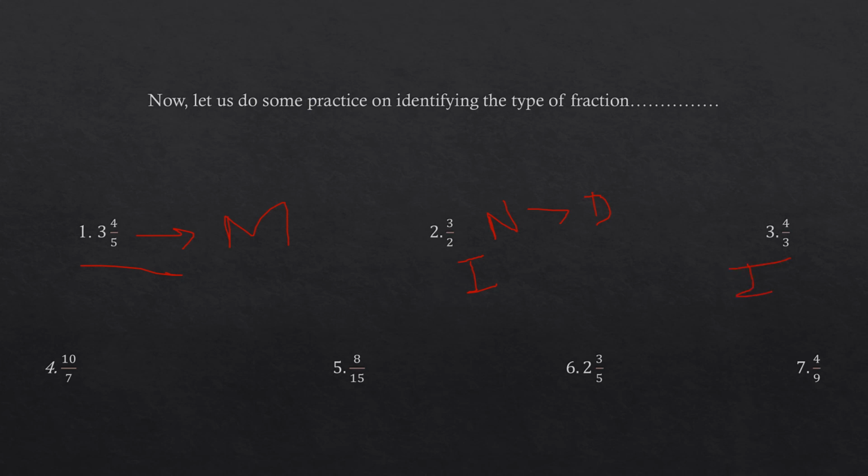Next we have 10 by 7. You can see here 10 is greater than 7, hence this is again an improper fraction. Next is 8 upon 15. Here we can see a little bit of difference. The numerator is smaller than the denominator. Hence this is a proper fraction. Next, again you can see this is a combo pack, 2 whole, 3 upon 5. This is a mixed fraction. Okay, this is the 7th number, 4 upon 9. 4 is smaller than 9. This is a proper fraction.